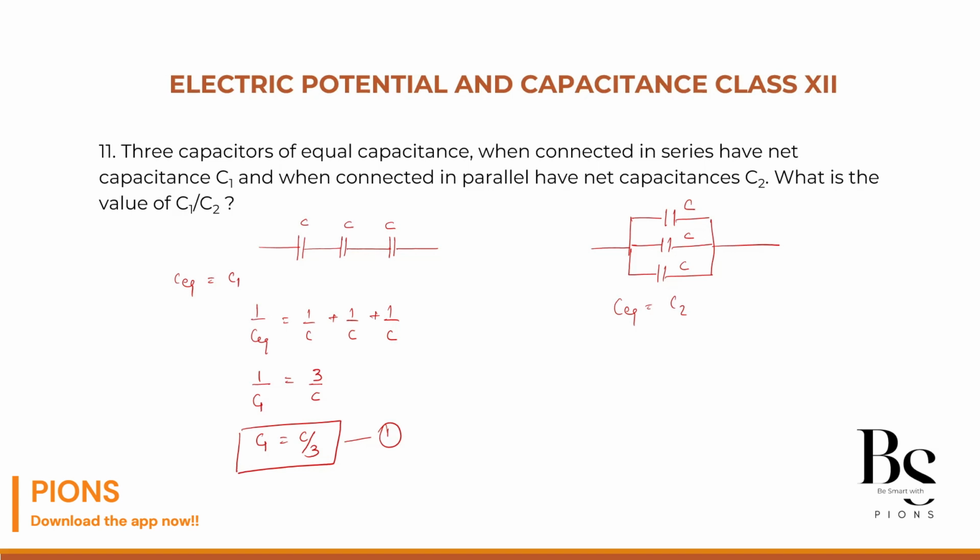In case of parallel, C equivalent is equal to C1 plus C2 plus C3. So C2 is the C equivalent in case of parallel and that will be equal to 3C. Equation number 2. What is the ratio of C1 is to C2? So let's divide C1 by C2 as per the question. C by 3 divided by 3C is 1 by 9. So C1 is to C2 is nothing but 1 is to 9. That's your ratio.